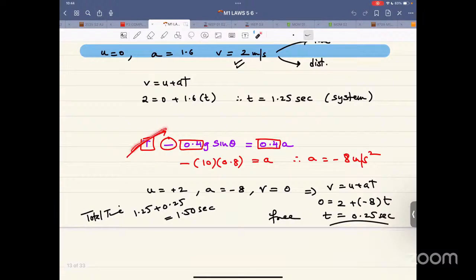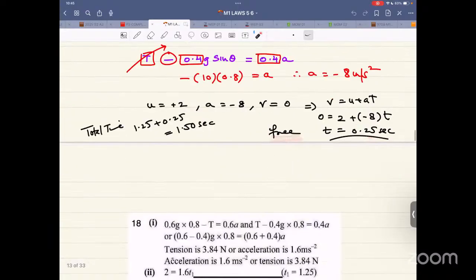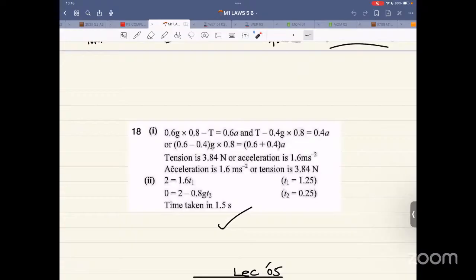And now tension is 0 because the string is slack. So again, acceleration is -8. The final velocity of the previous part becomes the initial velocity. Acceleration is negative. Final velocity is 0. You get t is equal to 0.25. So first it was moving 1.25 as a system. Now it's moving 0.25 as a free particle. So the final answer is 1.5.